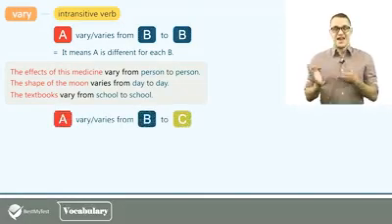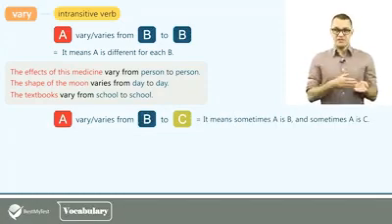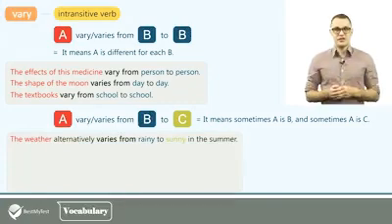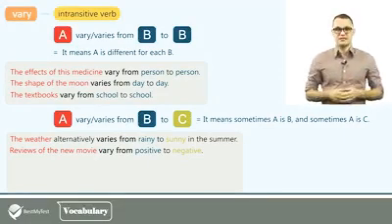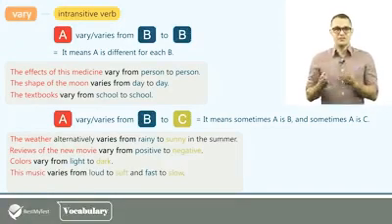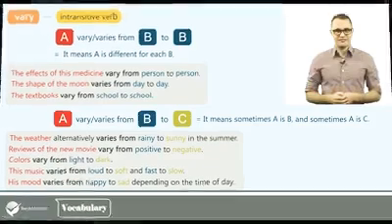The second pattern is A varies from B to C. It means sometimes A is B and sometimes A is C. Look at some examples to make that clearer. The weather alternatively varies from rainy to sunny in the summer. Reviews of the new movie vary from positive to negative. Colors vary from light to dark. This music varies from loud to soft and fast to slow. His mood varies from happy to sad depending on the time of the day.